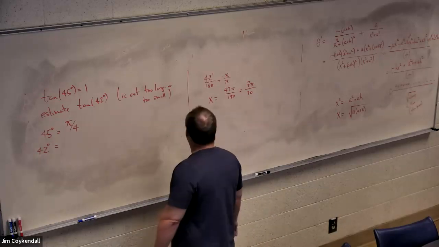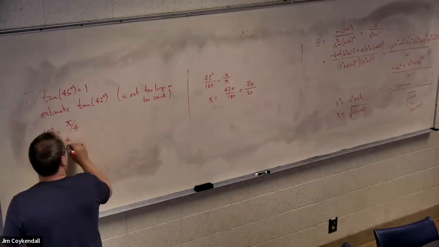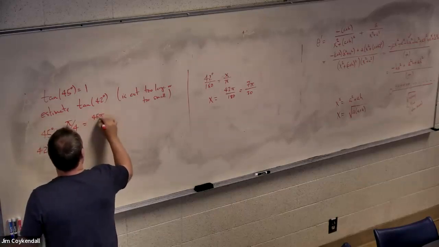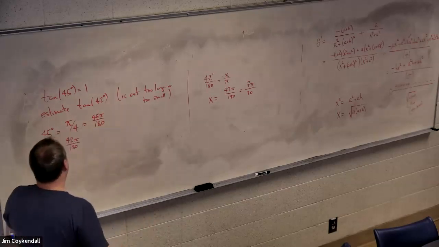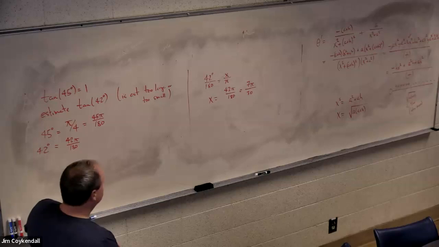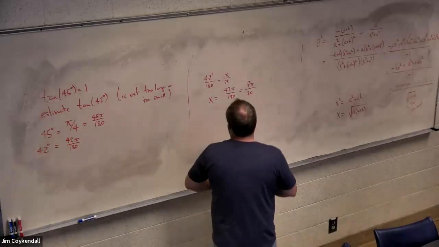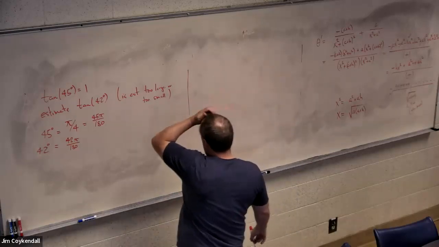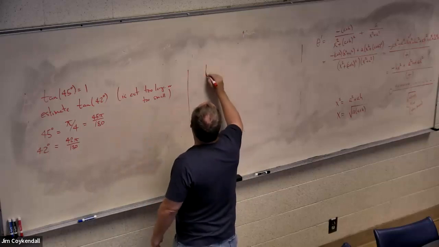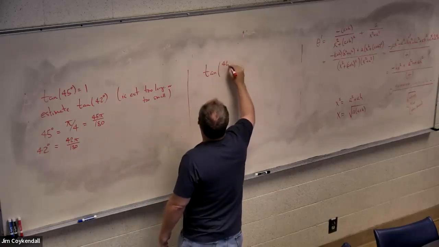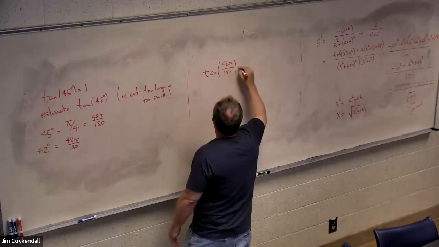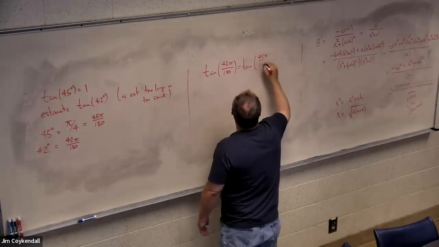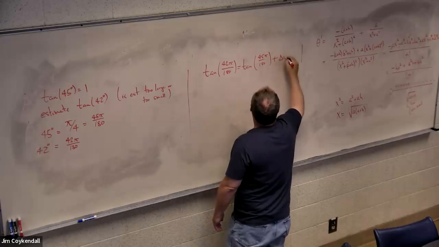Actually, you know what I'm going to do? I'm going to call this 42 pi over 180. I'm going to call this 45 pi over 180. Simplify my fractions later. Okay, so I'll use differentials. Again, you use the tangent line or whatever. So let me write down the naive thing. Tangent of 42 degrees, 42 pi over 180, is equal to tangent of 45 pi over 180 plus delta y.